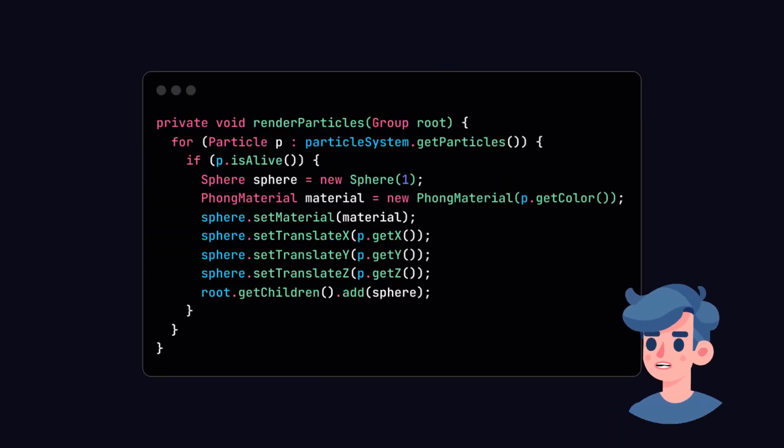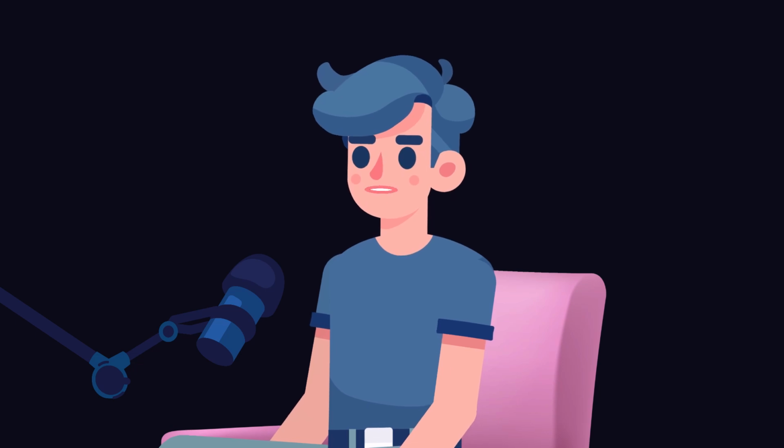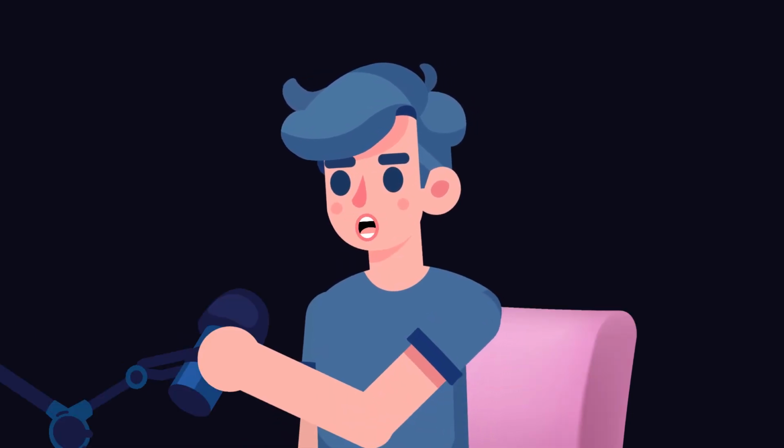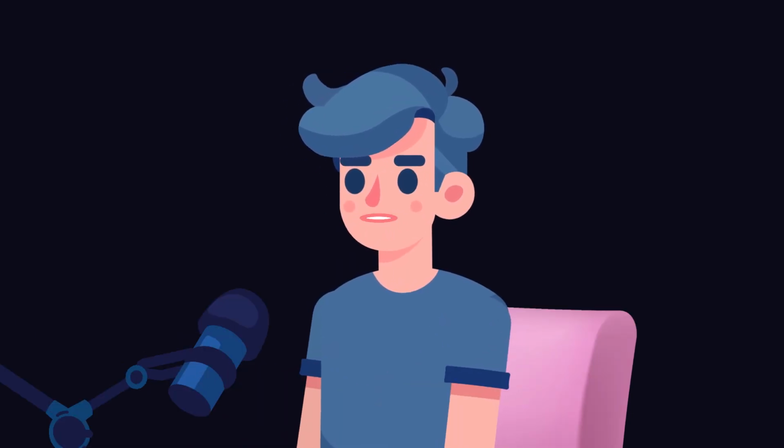Now, let's implement the rendering of particles. We will create a method to draw each particle as a small sphere in the scene, using the particle's position and color. Here's the method. This renderParticles method iterates through the particles in the system and creates a sphere for each alive particle. We set its position and color based on the particle's properties.